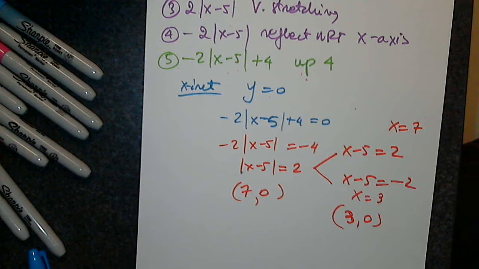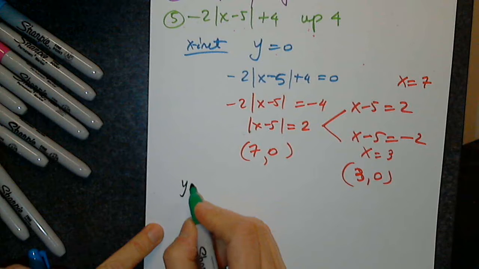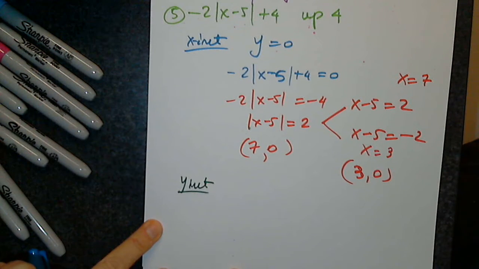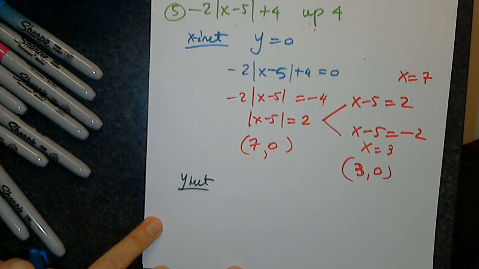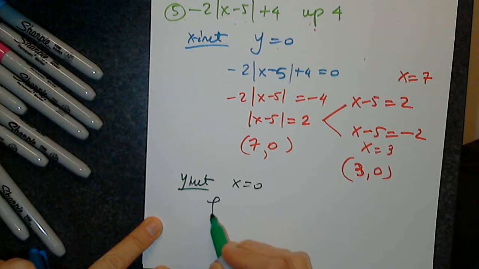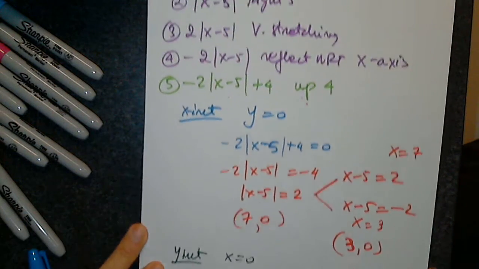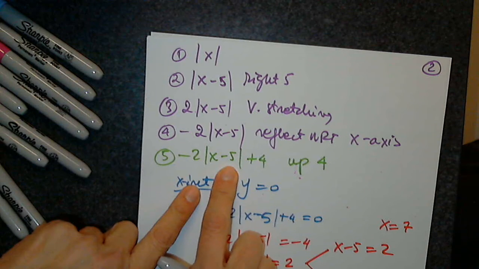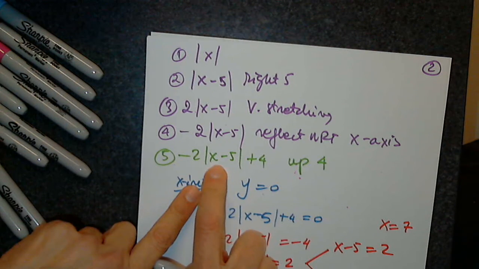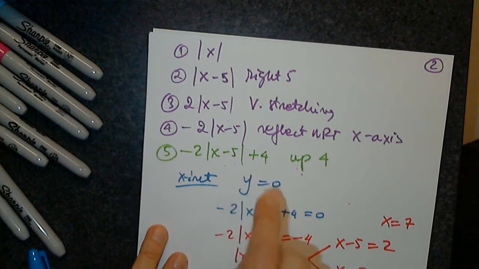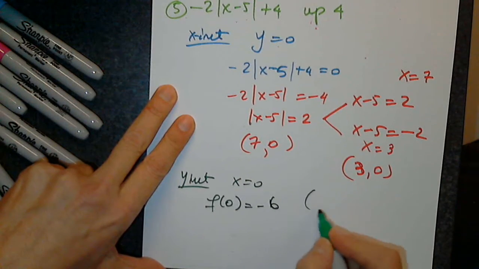Okay, how do I find the y-intercept? Okay, y-intercept, what do I do? Very good. So I have to find f of 0. So let's find it together. 0 minus 5, absolute value of negative 5, 5 times negative 2, negative 10 plus 4. The ordered pair.